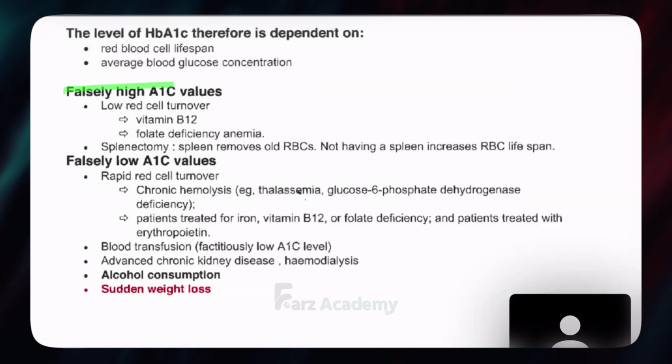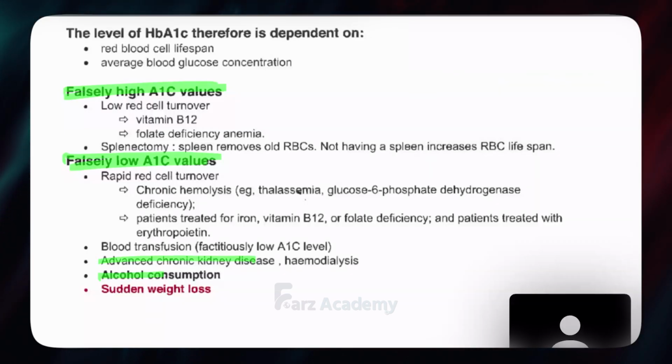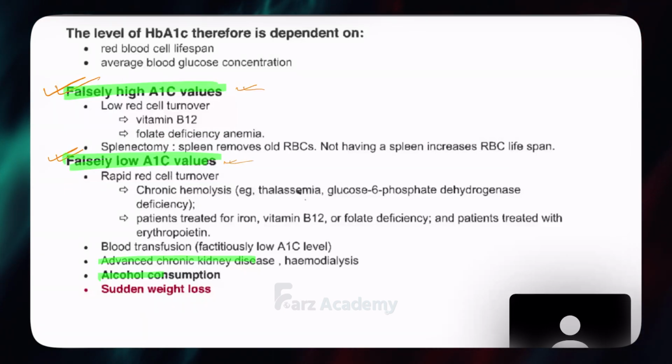Falsely high HbA1c levels can be seen in vitamin B12 deficiency or folate deficiency anemia, and also in splenectomy. And falsely low values can be seen in diseases like chronic hemolysis, in patients who are treated with iron or vitamin B12, sudden weight loss, alcohol, advanced CKD, these things. Among them, this has been asked. This has yet to be asked, but as you know, since this has been asked, this can also be asked at any point of time.